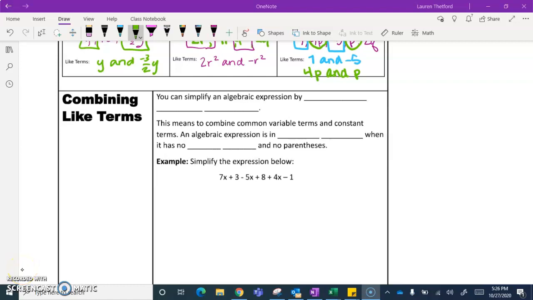Now we're going to look at combining like terms. So you can simplify an algebraic expression by combining like terms. This means to combine common variable terms and constant terms. An algebraic expression is in simplest form when it has no like terms or parentheses.